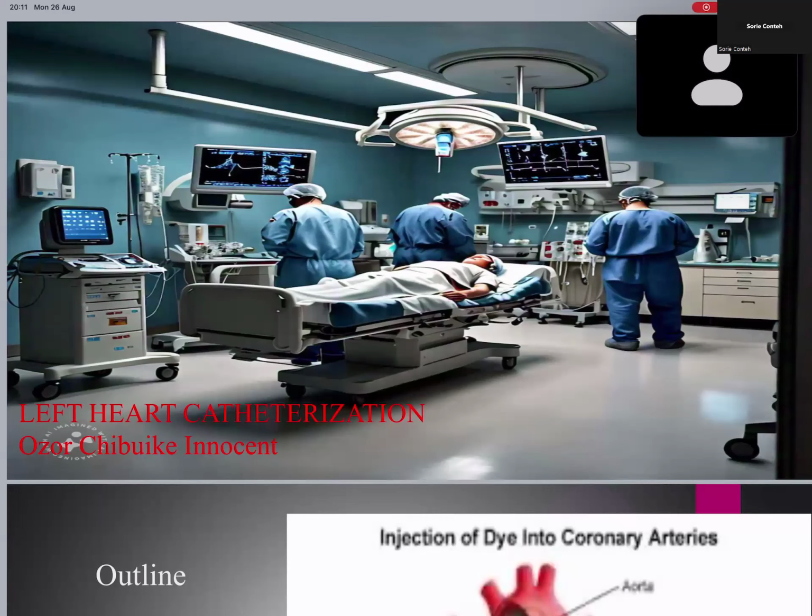And after which we would have Dr. Okori to take us on cardiac transplantation. Okay. So Dr. Ozo, if you're ready, the floor is yours.